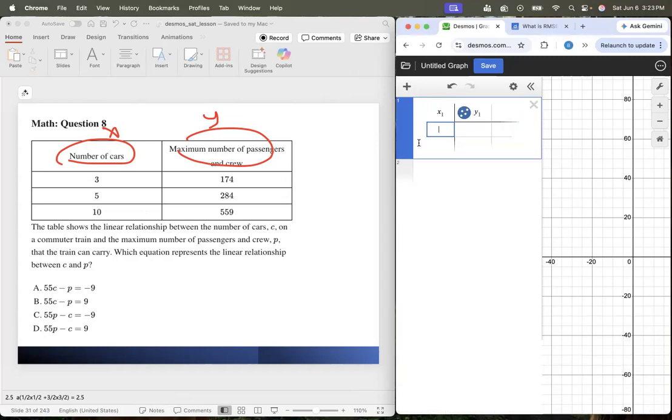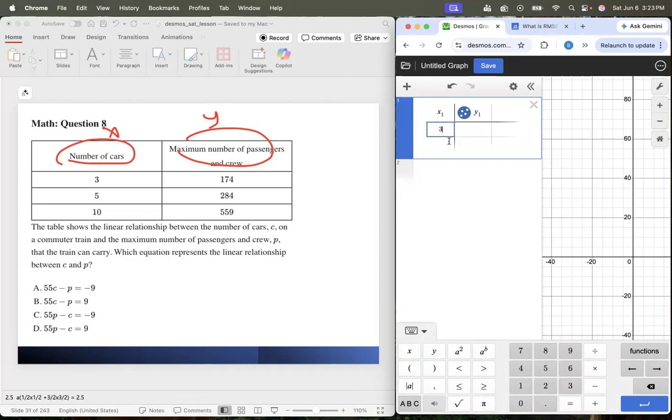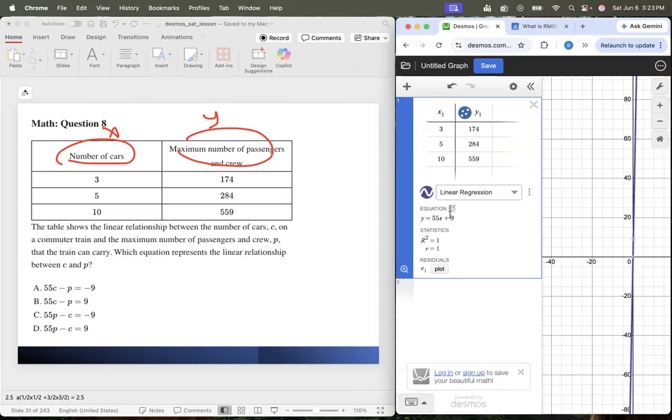Therefore, I'm going to draw this, and I said, okay, what do I have? 3, 5, and 10 is giving me 174, 284, 559. When you plot it, you have this function. Now, make sure you represent each other. The Y is what? Based on what they've given you. The maximum number of passengers in the crew, which is what? He said the maximum number of passengers and the crew is P. So you have P is equal to 55C plus 9.